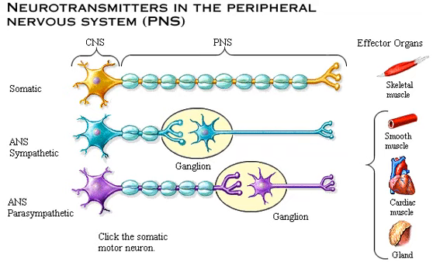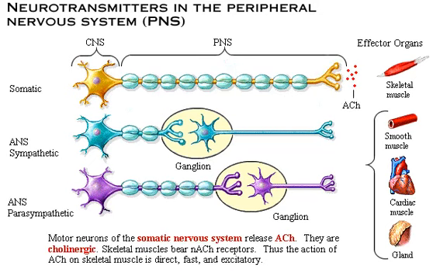Click the somatic motor neuron. Motor neurons of the somatic nervous system release acetylcholine. They are cholinergic. Skeletal muscles bear NACH receptors. Thus, the action of acetylcholine on skeletal muscle is direct, fast, and excitatory.